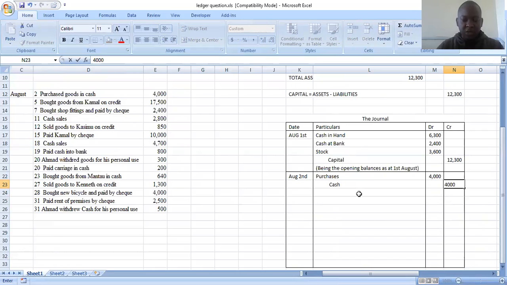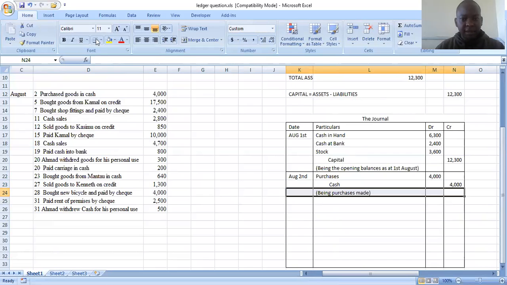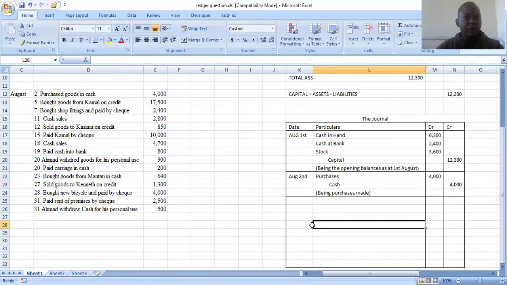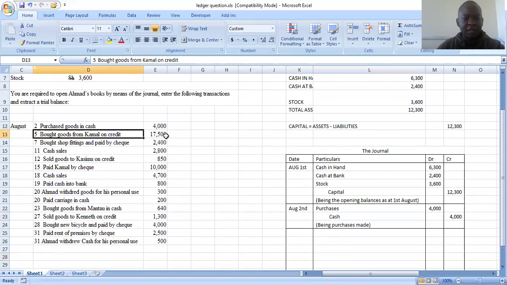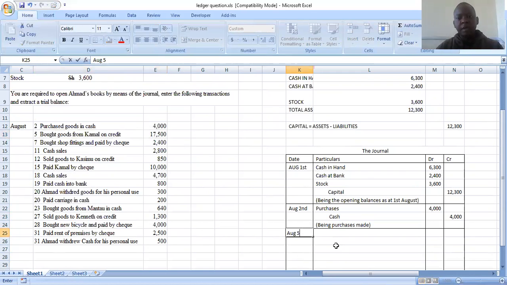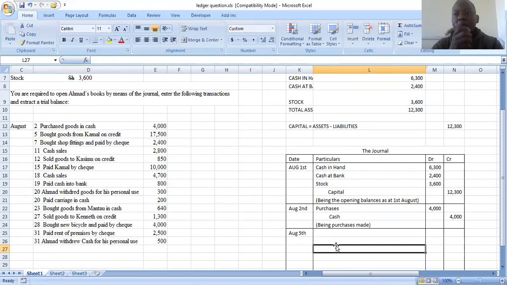Then there has to be a narration. The narration, we put it in brackets, being purchases made. Close that. To close that, we underline. Then we move on to the next transaction, that is on 5th of August. Bought goods from Kamal on credit. August 5th, bought goods from Kamal on credit.